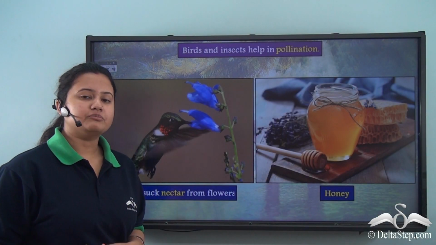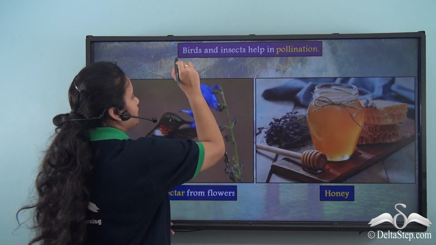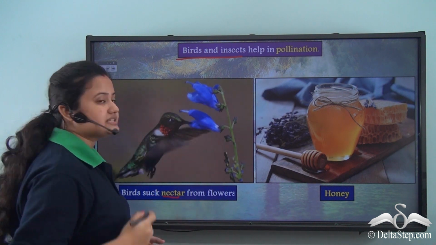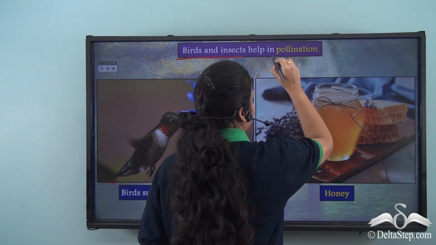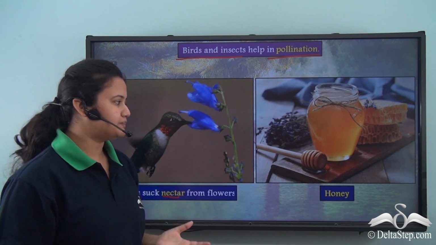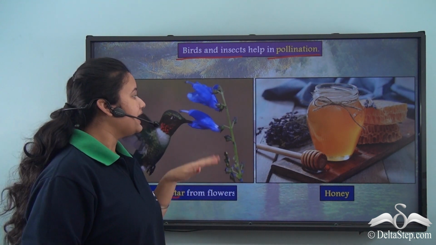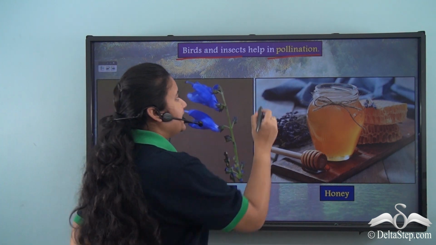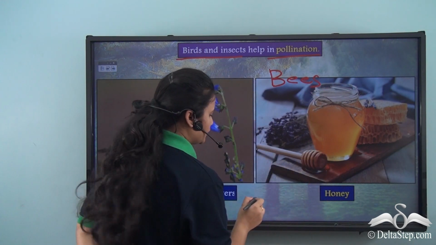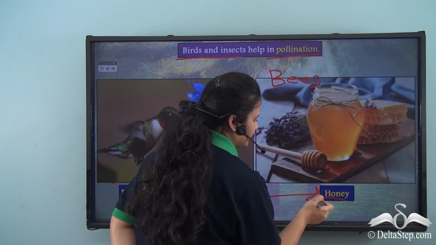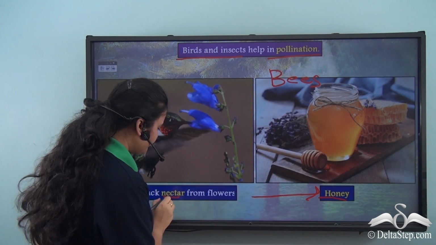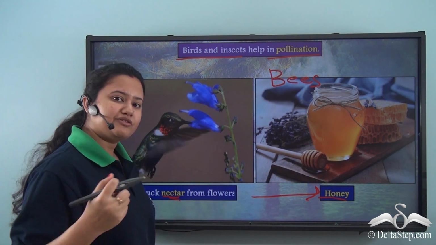Well, just like animals, birds and insects are also equally important. They suck nectar from flowers and help in the process of pollination, that is the process through which plants multiply. Again, certain insects like bees use this nectar in order to prepare delicious honey. So honey bees produce honey with the help of nectar that they suck from flowers.